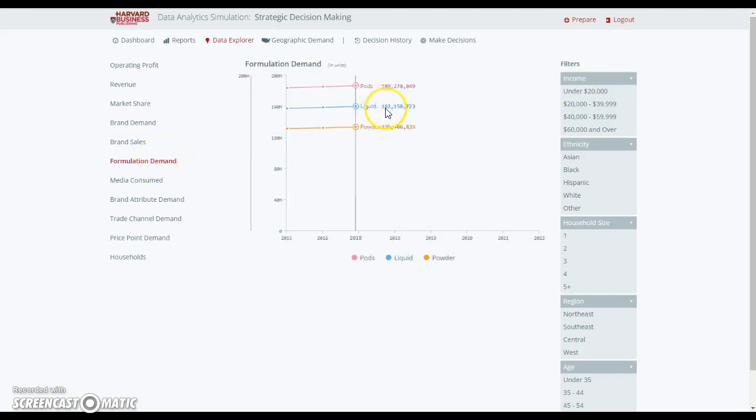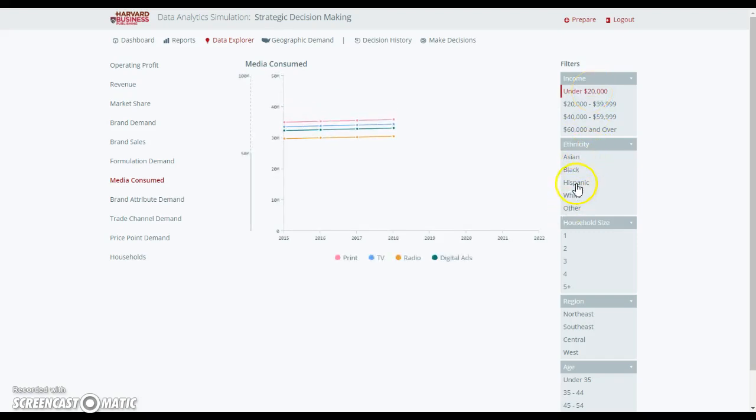Formulation demand is an analysis of what types of versions of the products. There are pods and liquids and powder. You can see the demand, and then you can see what happens if you choose target groups. Media consumption will show you a list of the consumption levels of the different media available. You can again see a change happening. If you choose certain types of target groups, you can see how they move over time.